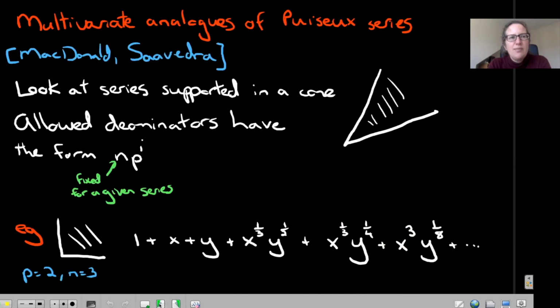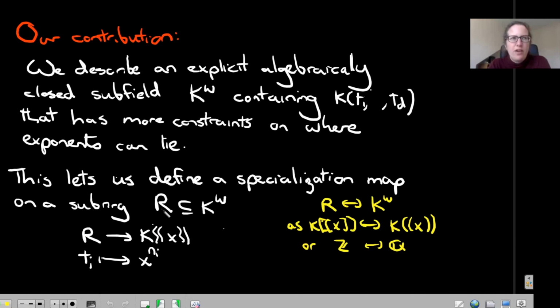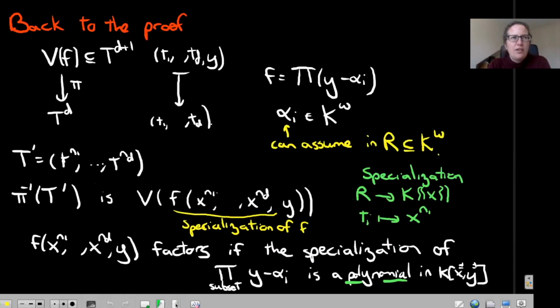And we needed some extra conditions. We needed a smaller field because when I do these sorts of specializations, that's like taking a cross section of this cone. If I set both x and y to be t, then I'm just adding up all of the exponents that live here. And the problem is that in these fields, you might be adding up an infinite number of terms, so there might not be a well-defined function. So our field has the property that when you do these specialization maps on the appropriate subring, there is actually a well-defined specialization map. Okay, so why did we want that?